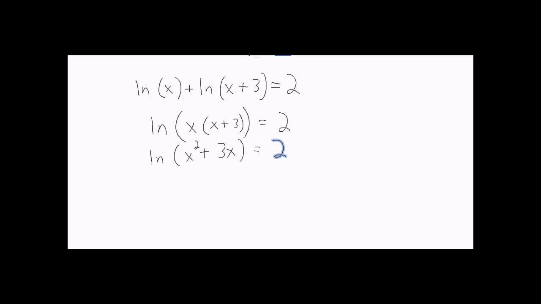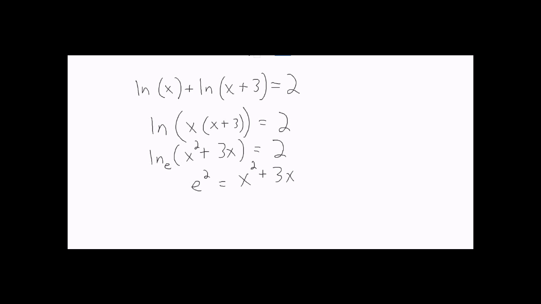And now, logs are the opposite of exponentials. We have a log here, and the way we're going to get rid of the natural log, we've got to get to this x, so we're going to rewrite it exponentially. So this says ln is really base e, even though you don't write it. This says e to the second power is equal to x squared plus 3x.